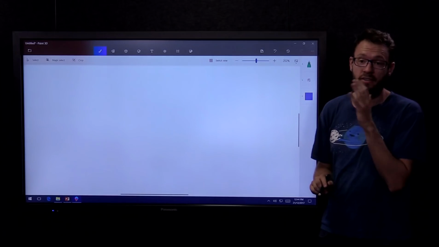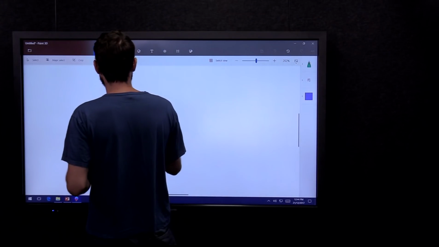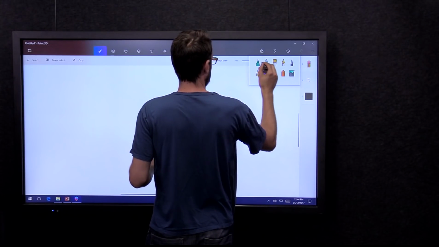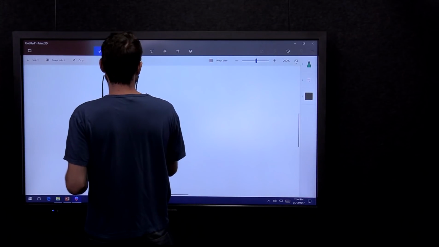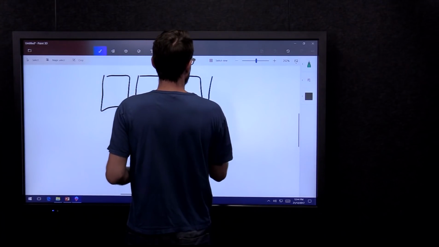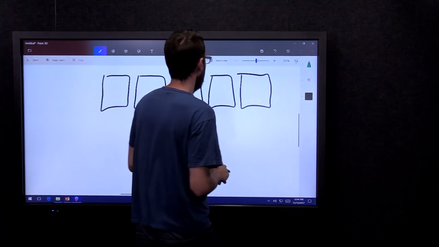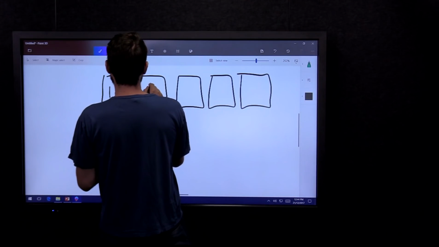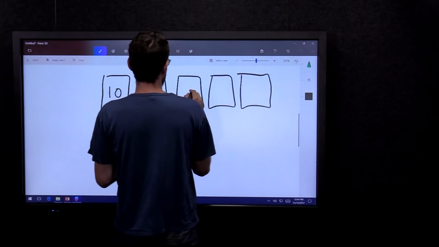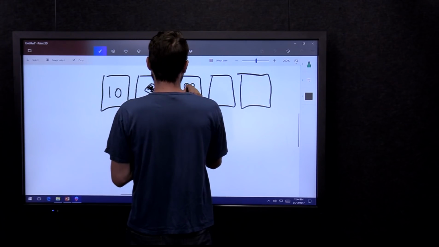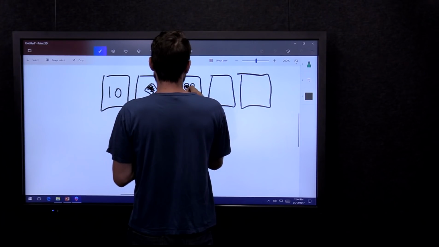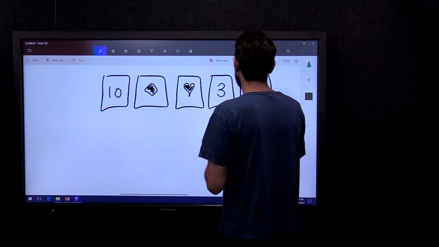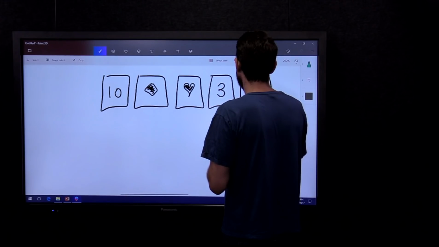Okay, so let's have 5 cards this time. I'm just going to, again, put some random stuff on these cards. I'm going to put a 10. I'm going to put a diamond. I'm going to put a heart. I'm going to put a 3, and I'm going to put a club.